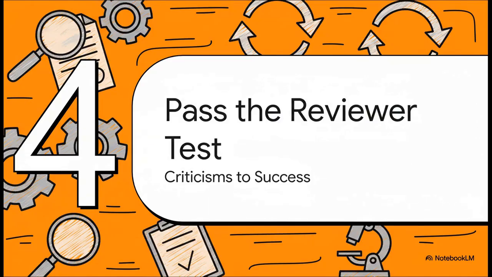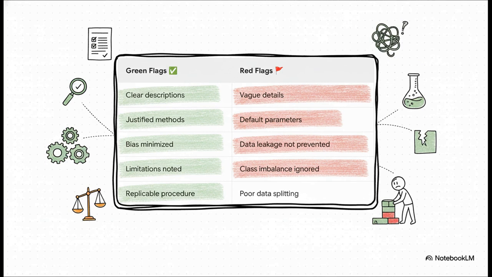All right, let's bring it all home. We're going to take those scary reviewer comments and we're going to flip them on their head. Instead of seeing them as just criticism, let's use them as a checklist for success, making sure we've covered every little thing a skeptical reviewer is going to be looking for. Okay, check this out. On the left, we've got the green flags. This is what reviewers love to see. Clear descriptions, justifying why you chose your methods, acknowledging your limitations.